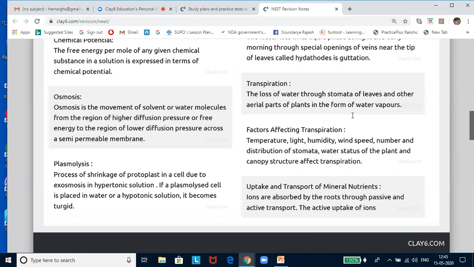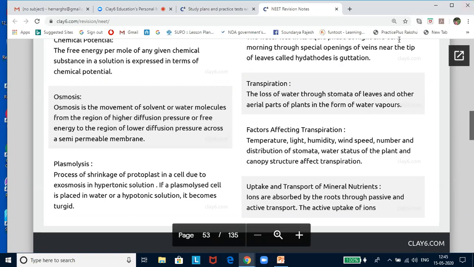And lenticular transpiration, 0.1 to 1%. So lenticels, we have heard of lenticels, are the holes that are formed in the bark. Through them also transpiration occurs, and that is called lenticular transpiration. Now, transpiration mainly occurs through stomata. So, what are stomata? They are the pores present on the leaf epidermis.